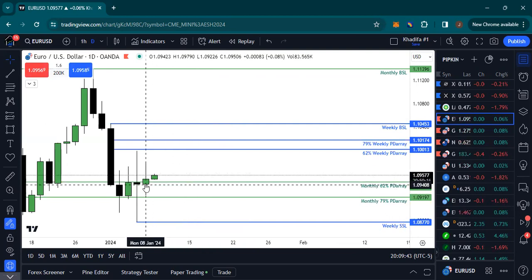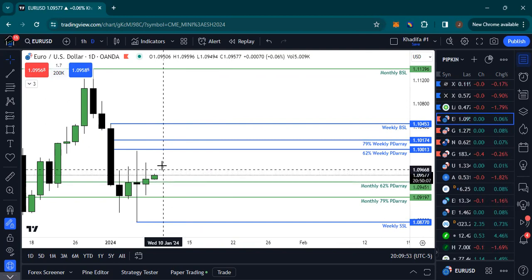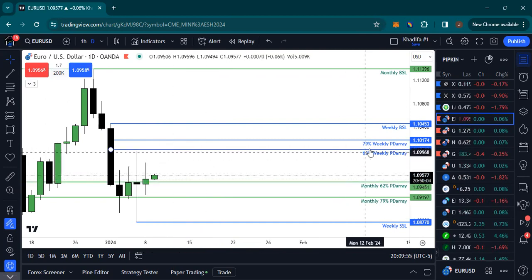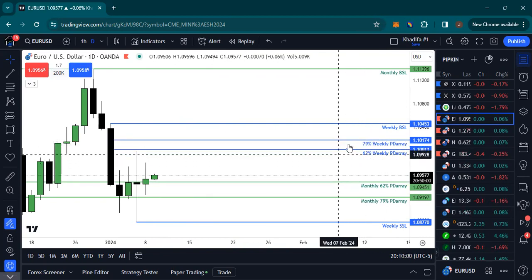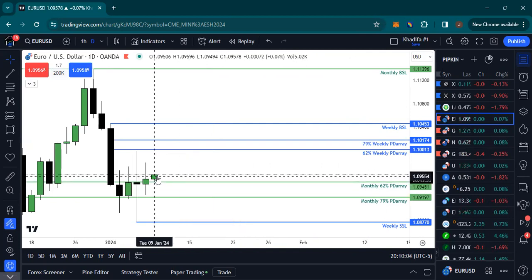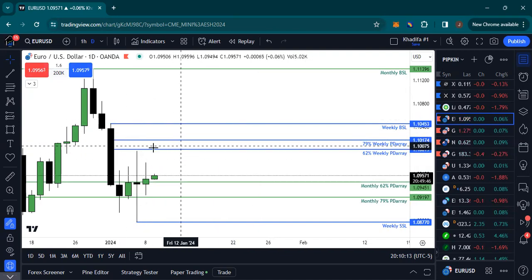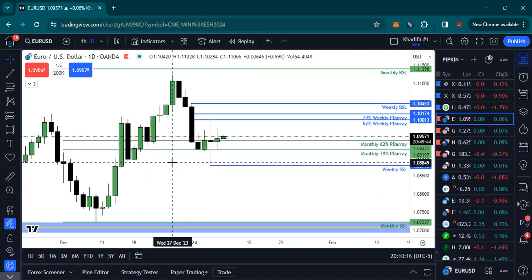Being that today was a slightly bullish day for the dollar, nonetheless, it was a bullish day. And so I would like to see us continue higher to run up into the weekly premium array levels, right? That's what I'm expecting out of Euro moving forward into London and New York sessions tomorrow, and then we'll see how price reacts if and when we get to that level.